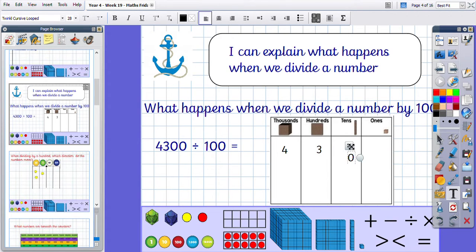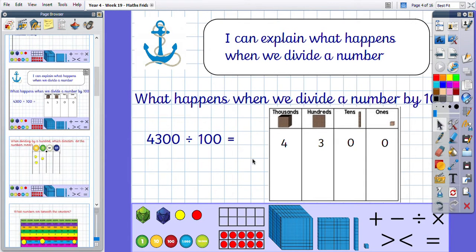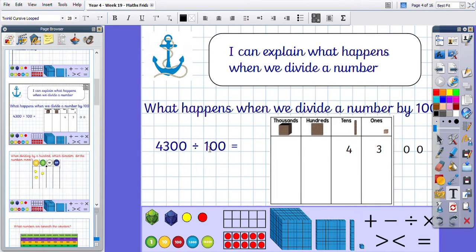So our number at the moment is 4,300. And if we divided it by 100, then each number would move 2 places to the right. So our 3 would move from our 100s to our 1s, and our 4 would move from our 1000s to our 10s. So our answer would be 43 because the number has got 100 times smaller.